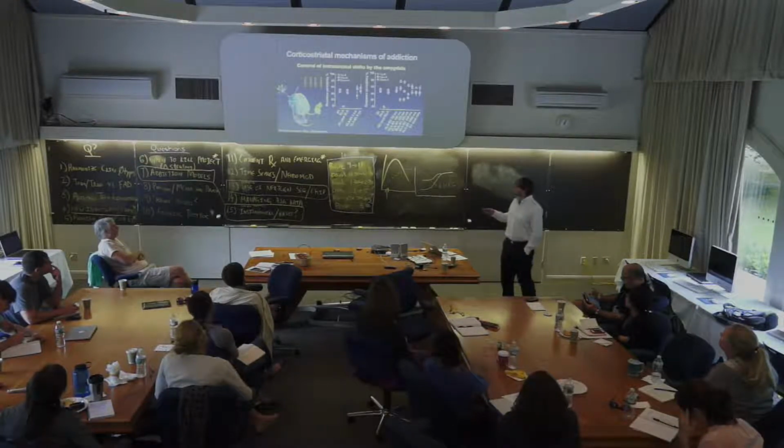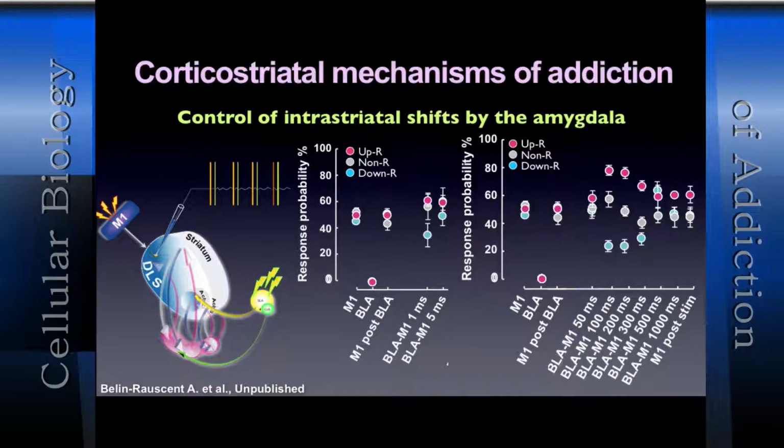Now, if you look at longer latencies, between 100 and 300 milliseconds, this is where you end up identifying the up, down, and non-regulated neurons. So you need several synapses for the effect of the BLA to reach the DLS. And that fits pretty well with the notion of the loop.